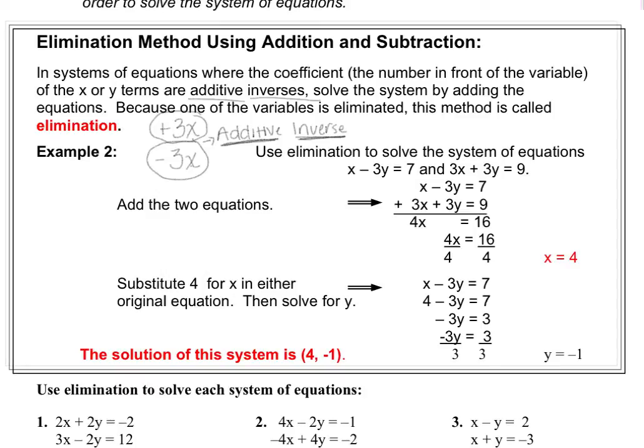So the coefficients, the numbers in front of my variables, are additive inverses, which means we have a positive number and then the negative of that same number so that they can equal 0. So we're going to solve the system of equations by adding the equations. Because one of the variables is eliminated, this method is called the elimination method. And when we say eliminated, we're saying that it equals 0 or that it cancels out.